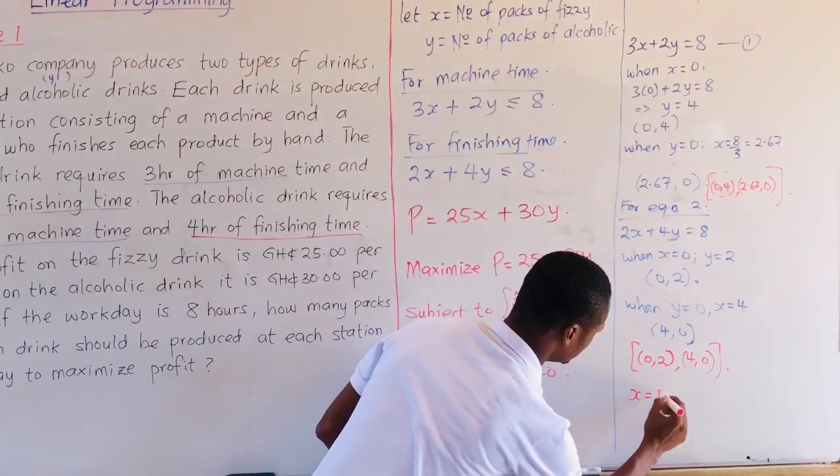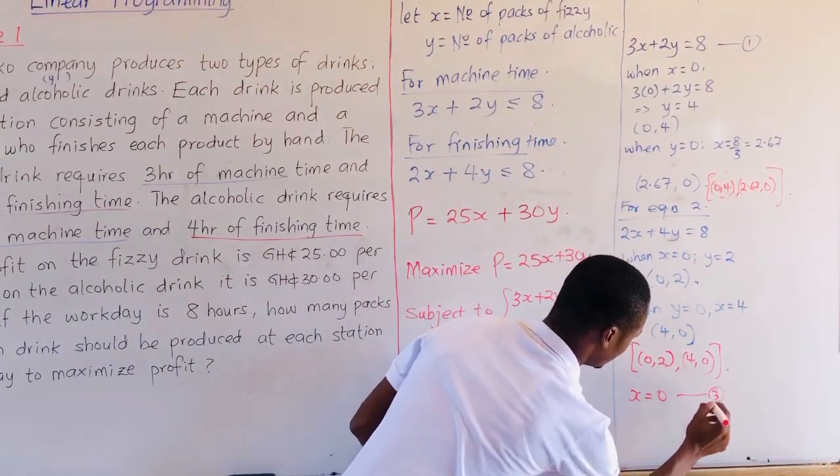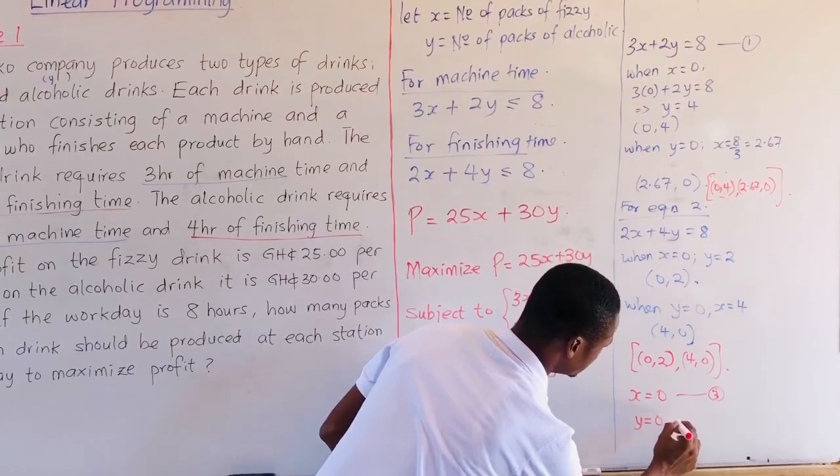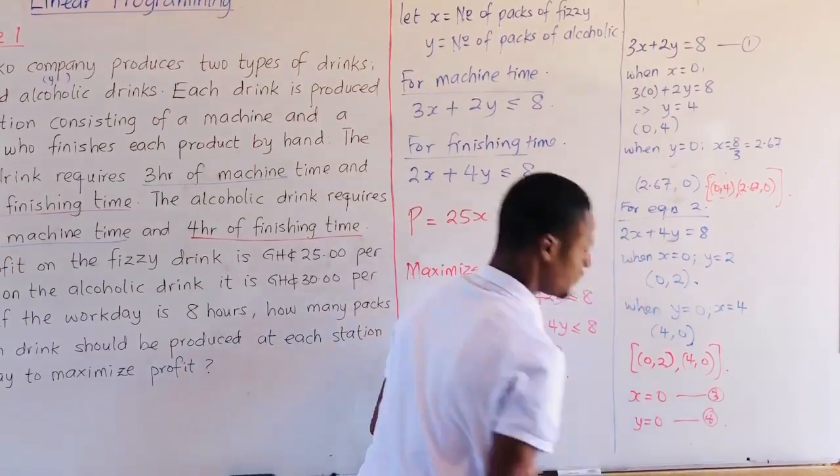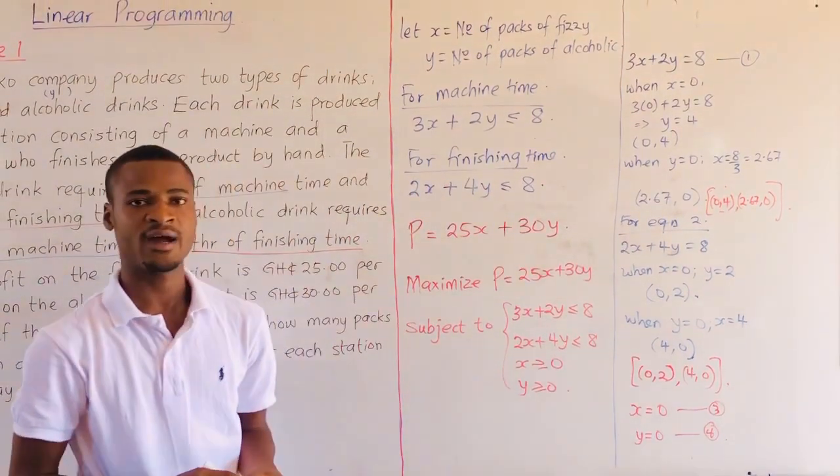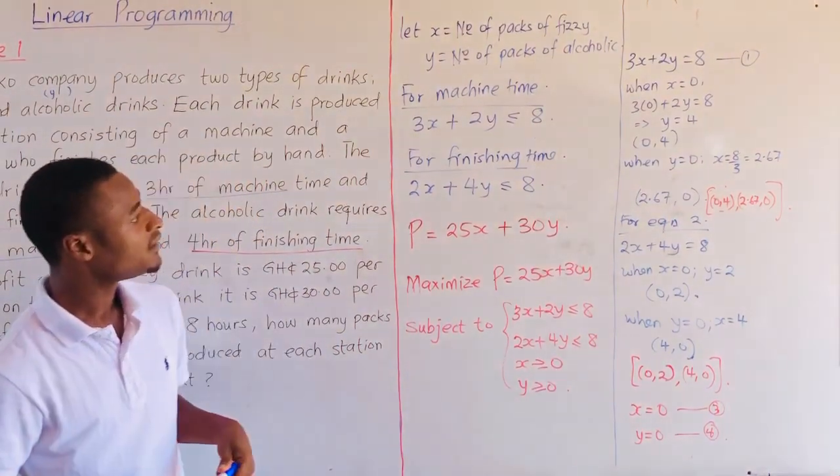Don't forget our third equation, the non-negative. x is equal to 0. That is equation 3. And y is equal to 0. That is equation 4. Let's move on to the graph for these inequalities.